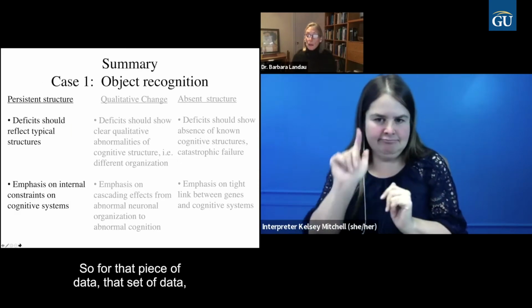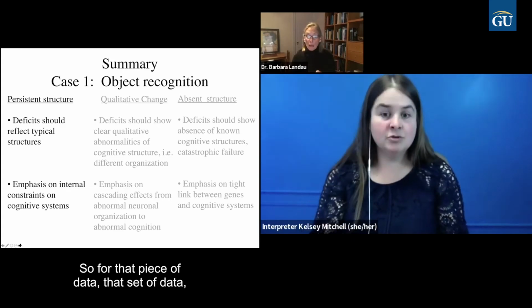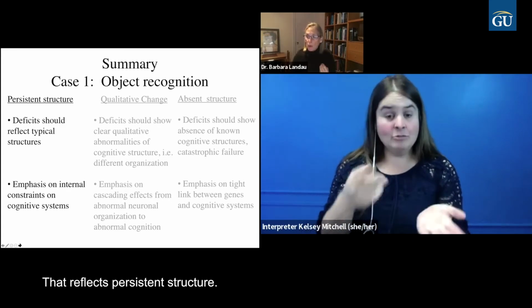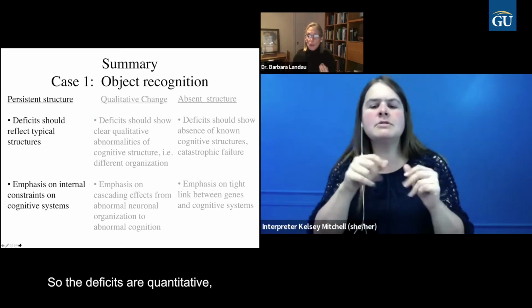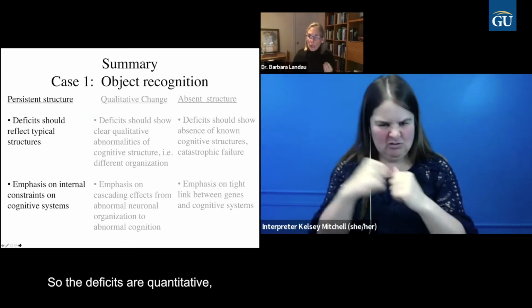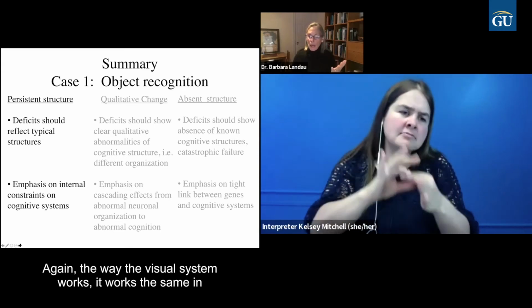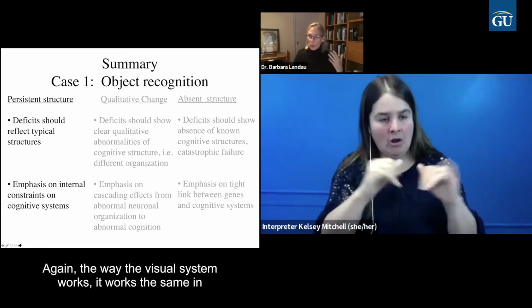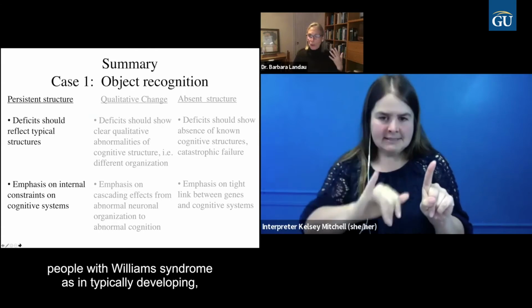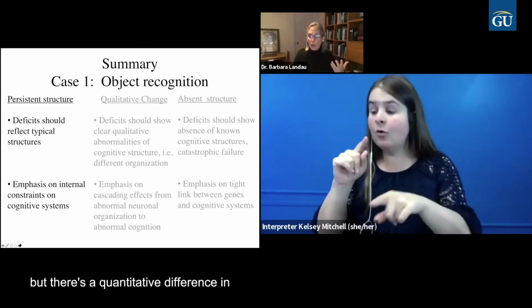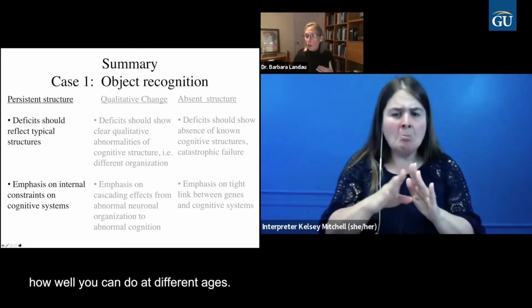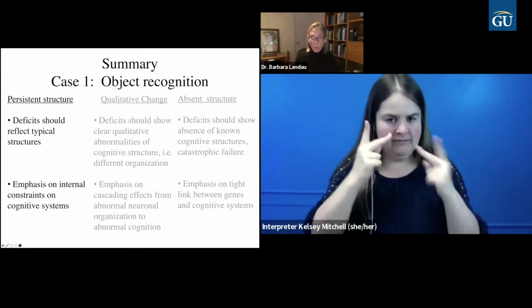So for that set of data, we say that's persistent structure. That reflects persistent structure. So the deficits are quantitative, but they reflect typical cognitive structures. Again, the way the visual system works, it works the same in people with Williams syndrome as in typically developing, but there's a quantitative difference in how well you can do at different ages.